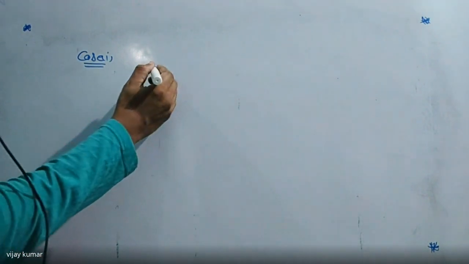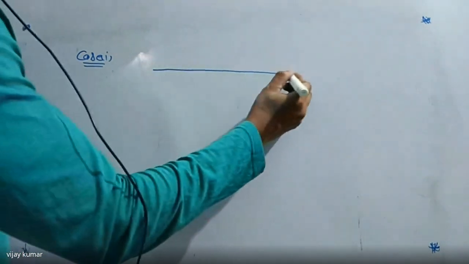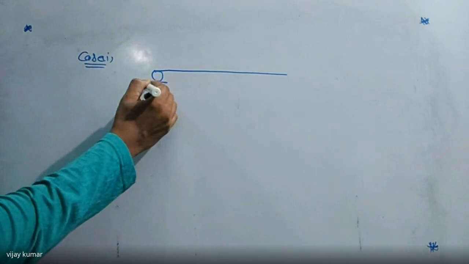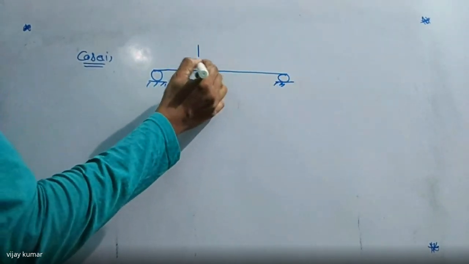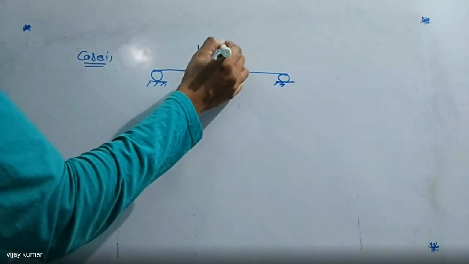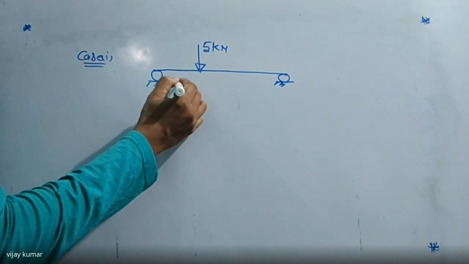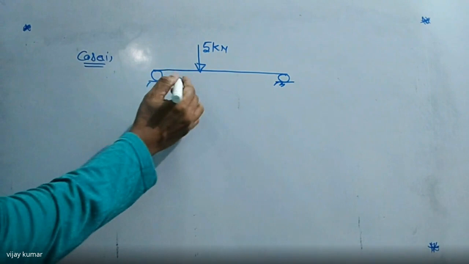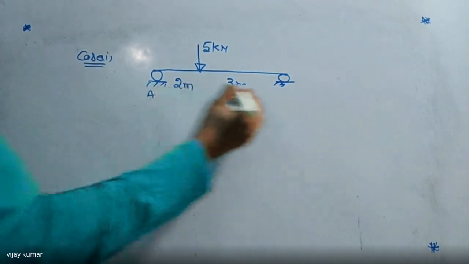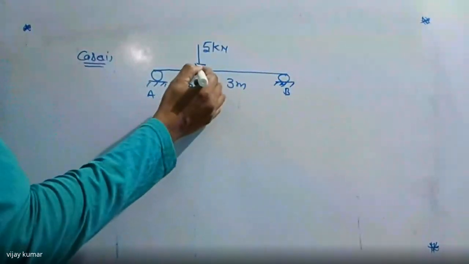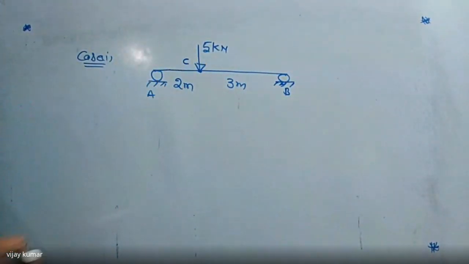See this one. This is the simply supported beam. This is the load which is acting here, that is 5 kilonewtons, I am taking. This is 2 meters, and this is 3 meters. This point is A, this point is B, and this point is C, I am taking. Now here I want to find the shear force and bending moment.